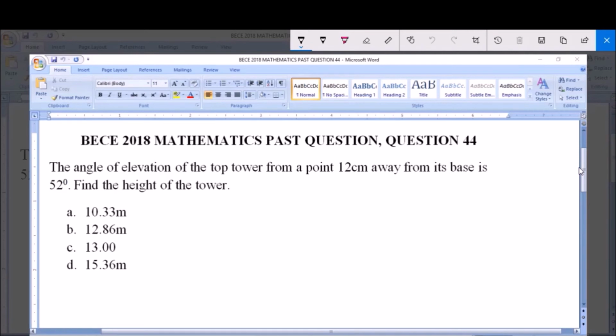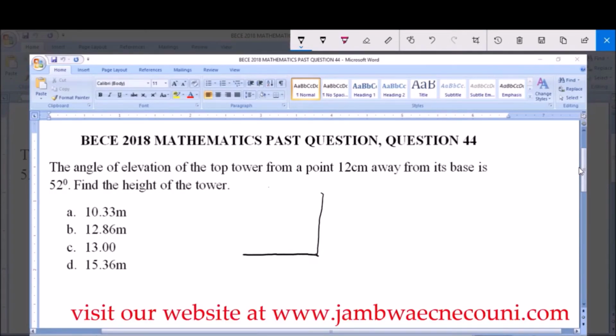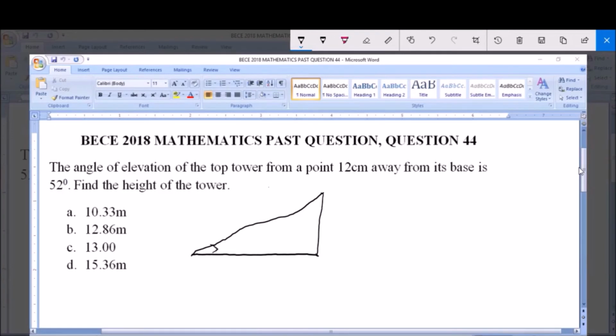Now, let's take a diagrammatic expression of this statement. This is the angle of elevation of the top of the tower from a point 12 meters away from its base. Let's take, for instance, this is a tower and this is the base of the tower. The point is 12 meters far from the base of this tower. So we have something like this. This is the angle of elevation here and it is 52 degrees. Now this is the base of the tower.